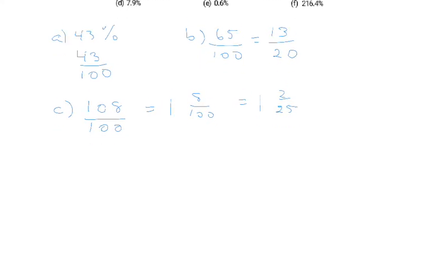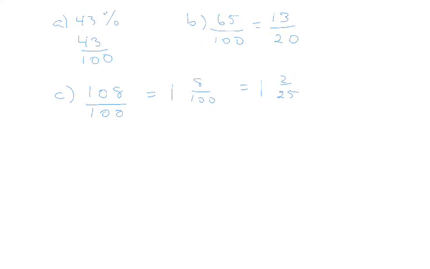And now to give myself a little more space, question D asks for 7.9%. So we'll write that one. There's one of those decimal ones. That gives me 7.9 over 100, but I can't leave it like that. So I'm going to multiply by 10 so that I end up with 79 in the numerator and 1,000 in the denominator. And then it's in proper fraction form.